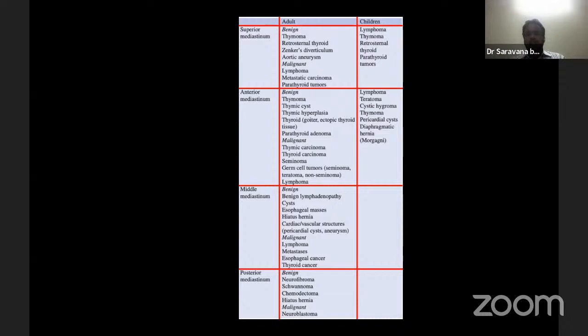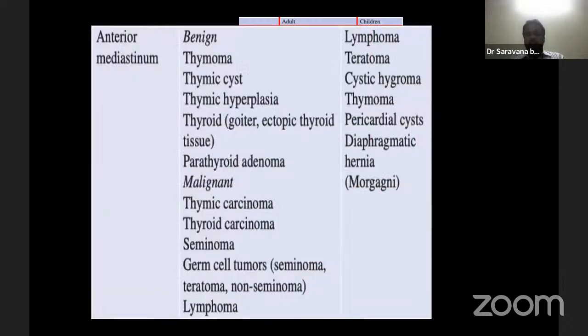So coming to the anterior mediastinum, today's topic of interest, it has both benign as well as malignant lesions. In adults, the benign lesions are the thymoma, thymic cyst, and thymic hyperplasia. These may not have much infiltrative effect on the surrounding structures. So these can be taken out with surgery, but they may produce some mass effects, that is, compression of the airway and hemodynamic structures.